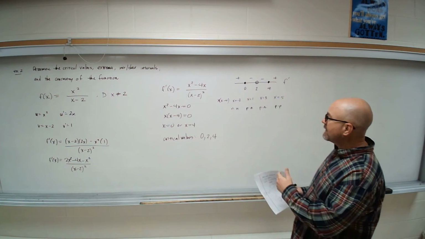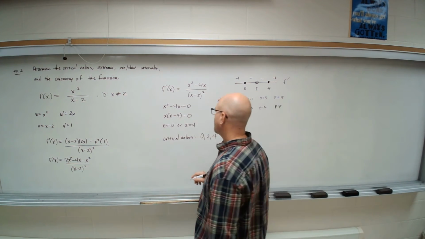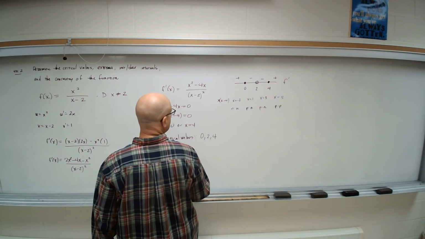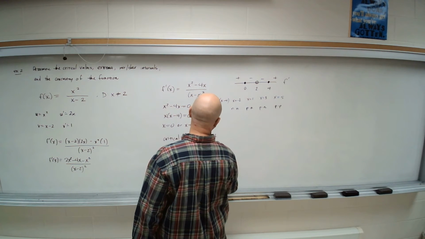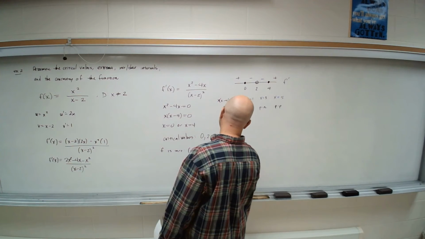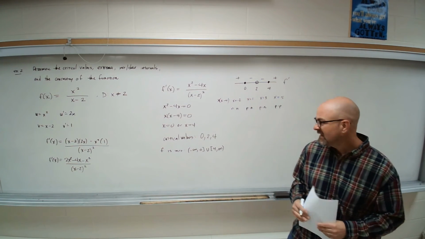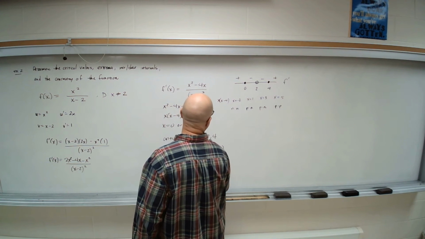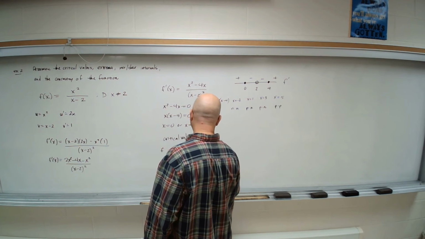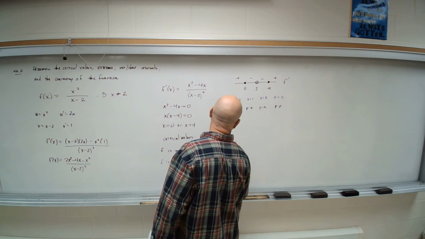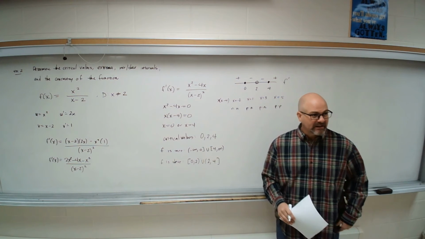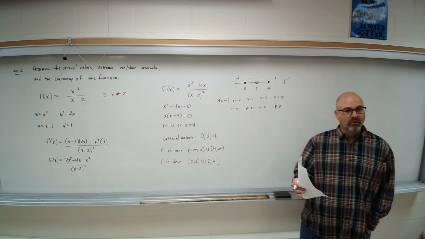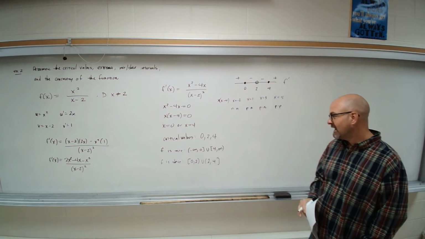So what we have here, these were our critical values. f is increasing from negative infinity to 0 and from 4 to infinity. And then f is decreasing from 0 to 2, union 2 to 4. So we do want to leave 2 out of there because it's undefined on the original function. We can't compare 2 points in there, the slope between them, if it's not actually a point.